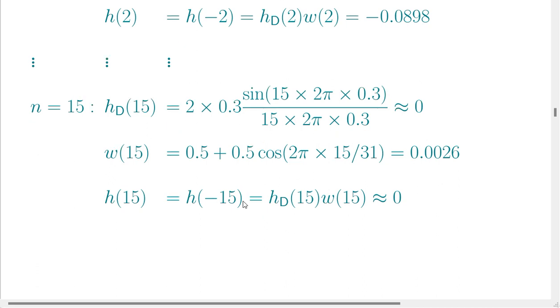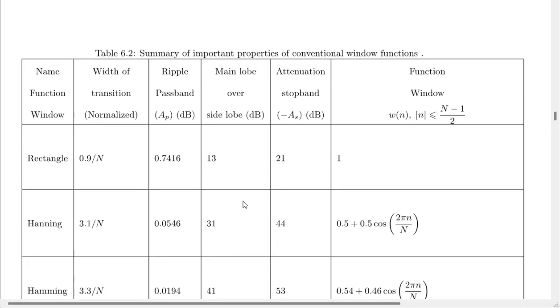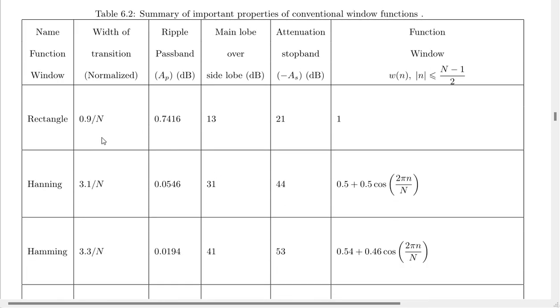Okay, so we have done everything for design. But what about table 6.2? Here you see very important information. I will explain it in detail. Summary of important properties of conventional window functions. Okay? The name of the filter.